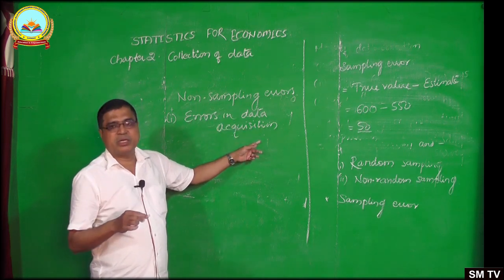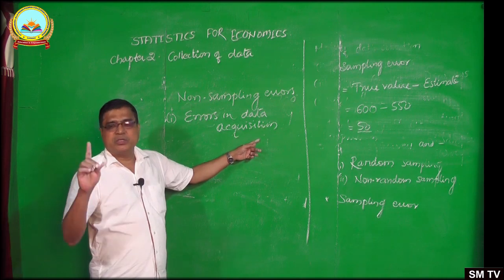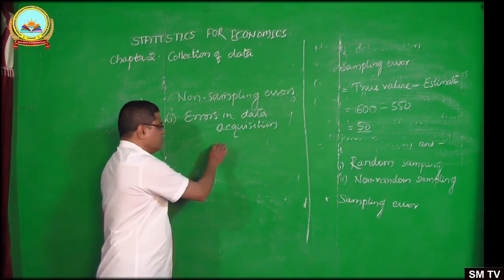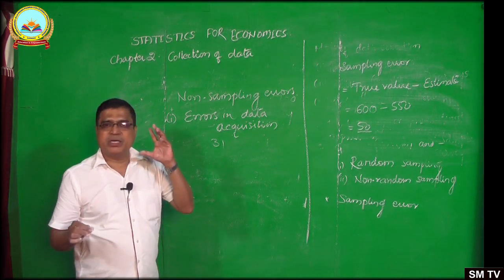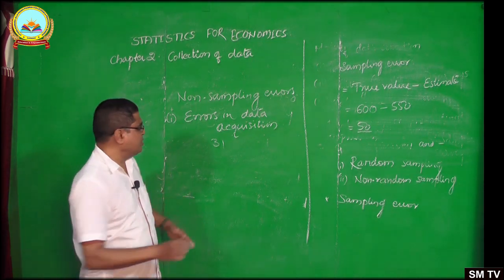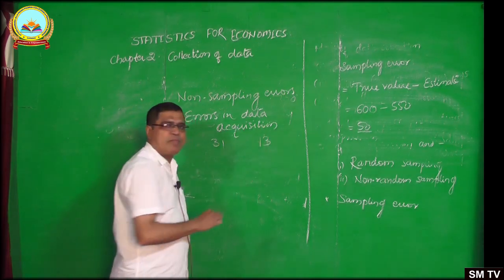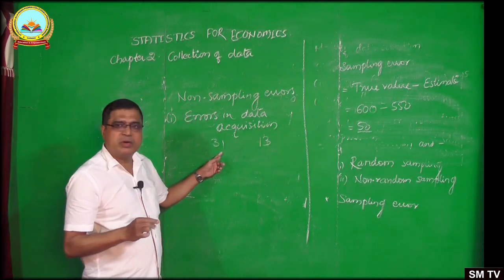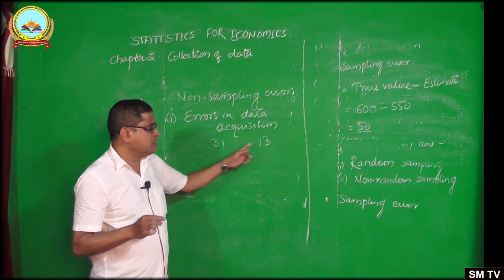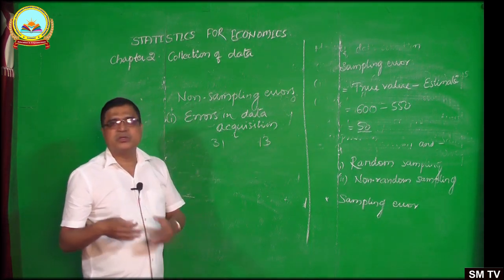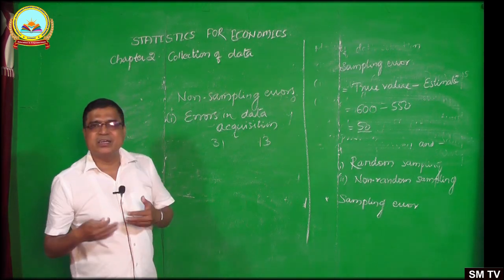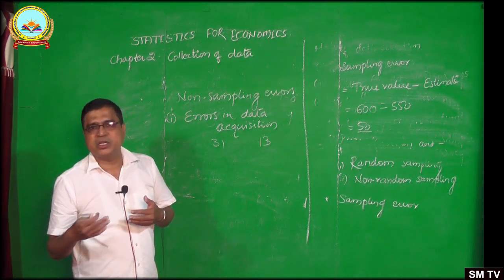For one simple example, if the information is 31, the enumerator, not hearing properly, might have written it as 13. So the original data is 31, but he has mentioned it wrongly, a human error, 13. So this is an error in data. Such errors can happen.